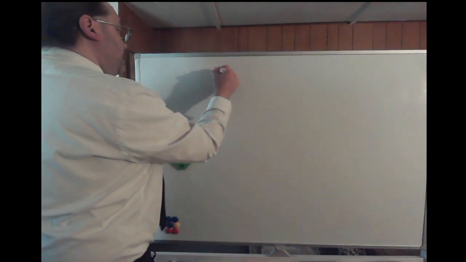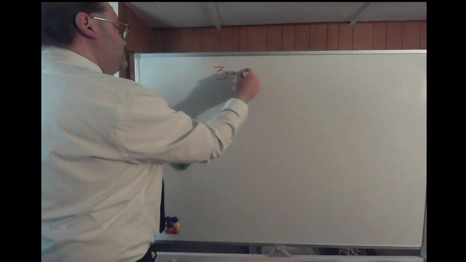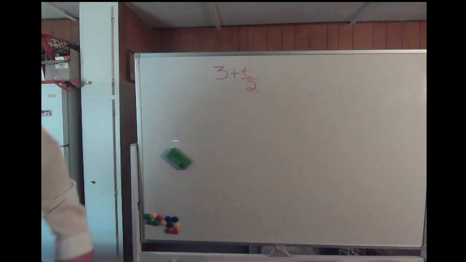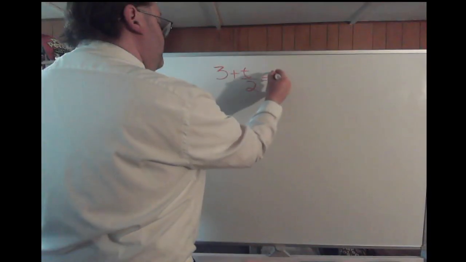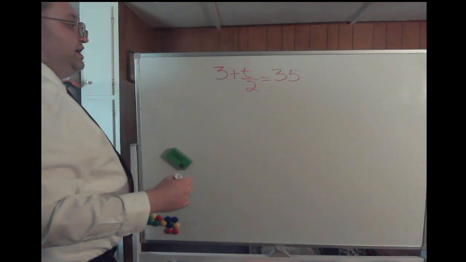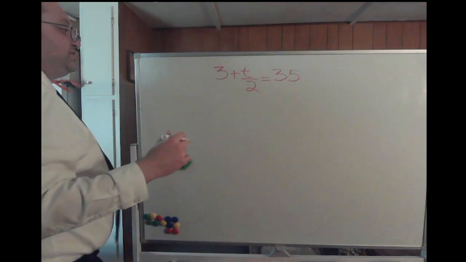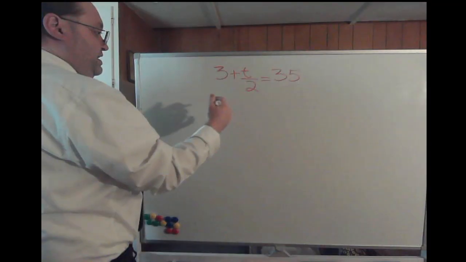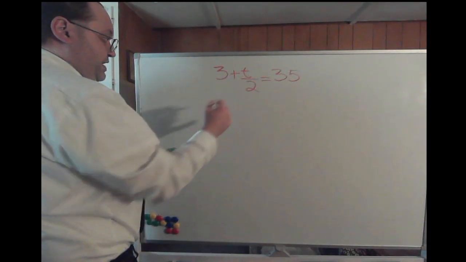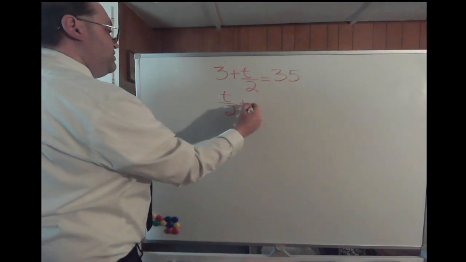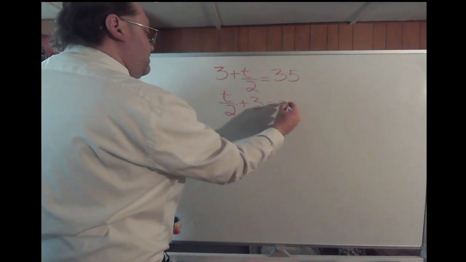How about, well, we got 3 plus t over 2 is equal to 35. 3 plus t over 2 equals 35. First things first, do yourself a favor, switch the 3 and t over 2 around, because by the commutative property you can do that. So you'll have t over 2 plus 3 is equal to 35.